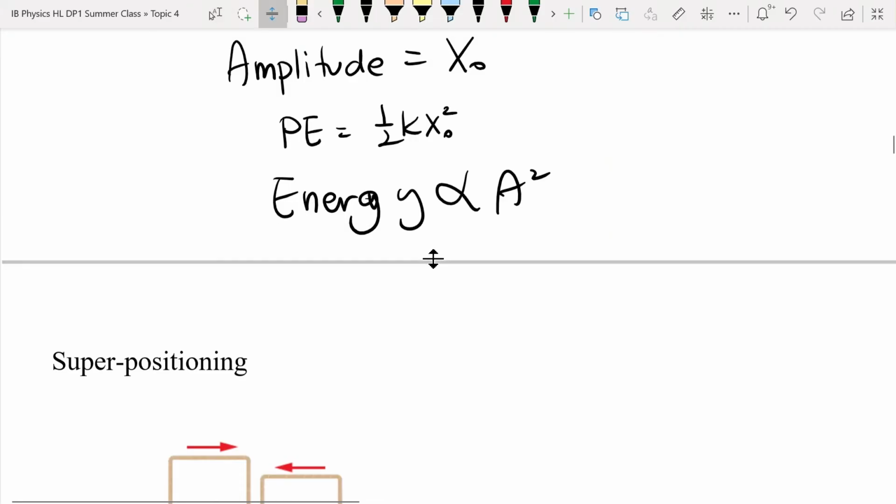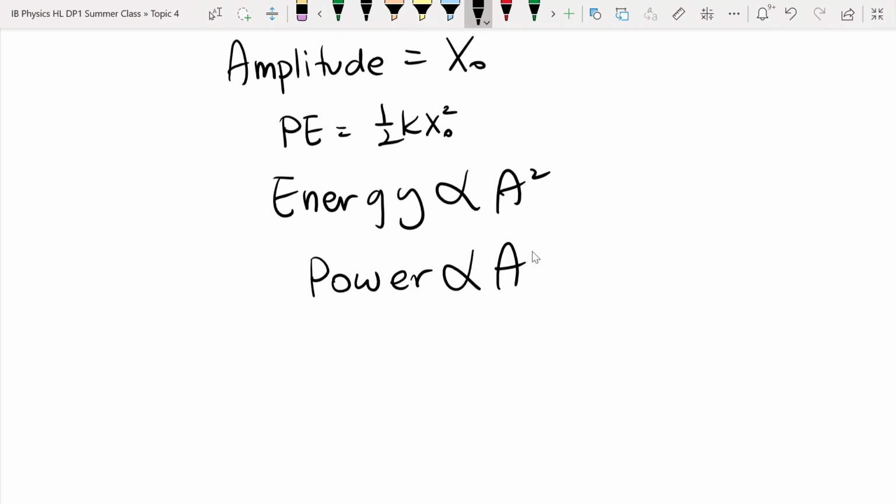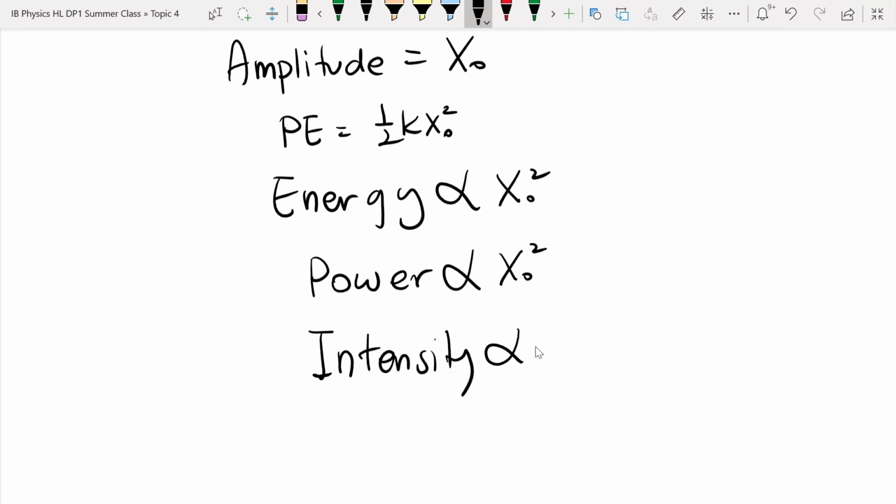Therefore, power is proportional to energy, right? Or work. Therefore, power is also proportional to the amplitude squared. That's what we agreed on. And intensity is also proportional to power, so intensity is also proportional to the amplitude squared, right?